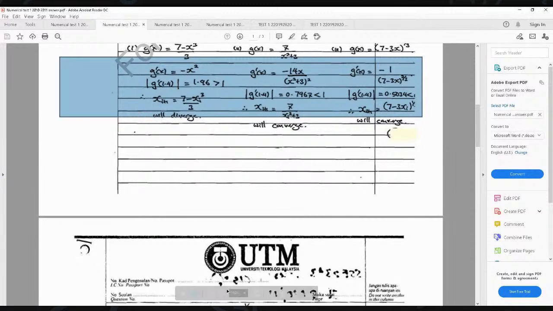All right, so now my question to you. For the fixed point iterative method, do you know how to find G for the fixed point iterative method? So this is my question.